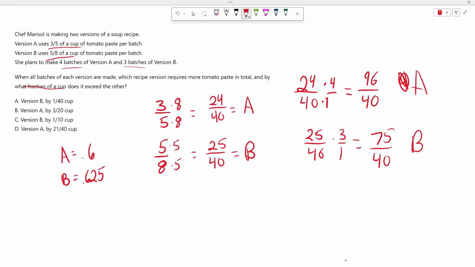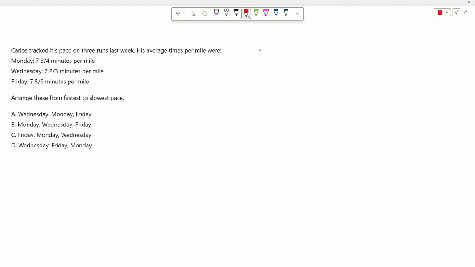Now the question is, which recipe contains more tomato paste in total? Version A has 96, so any of these answers with version B is incorrect because 96 is greater than 75. And by what fraction of a cup does it exceed? I have to do 96 over 40 minus 75 over 40, which gives me 21 over 40, letting me know that D is the correct answer. On to the next question.